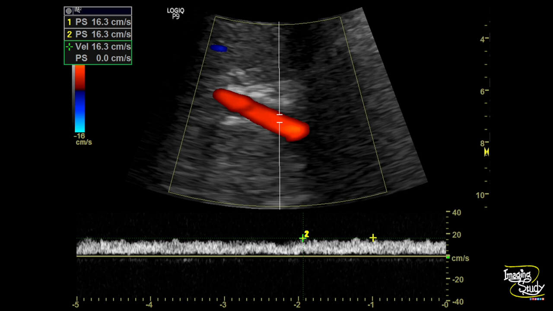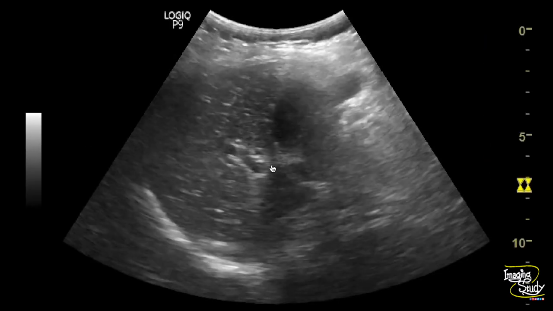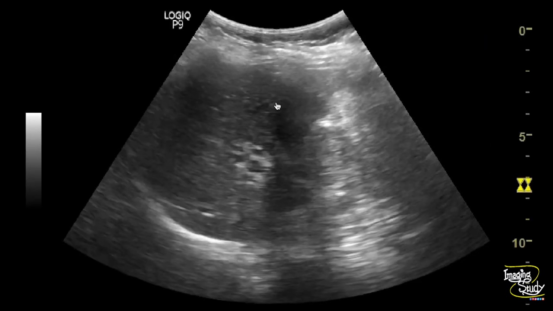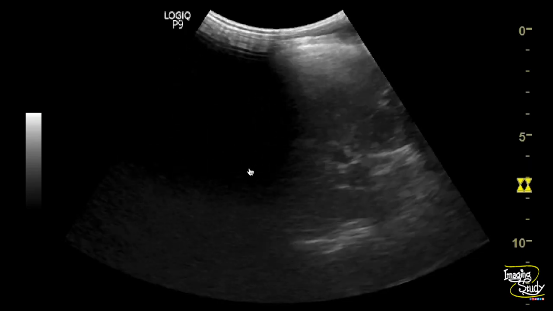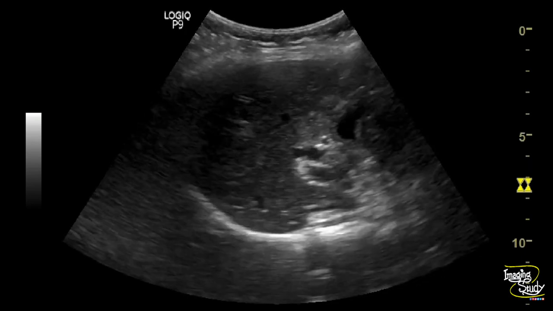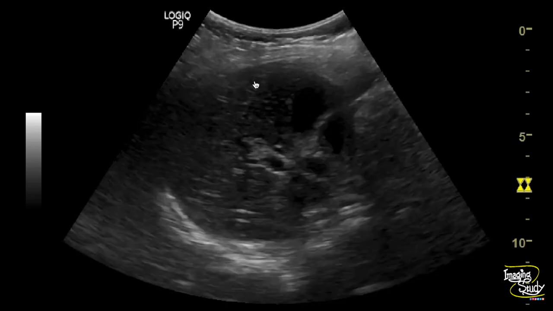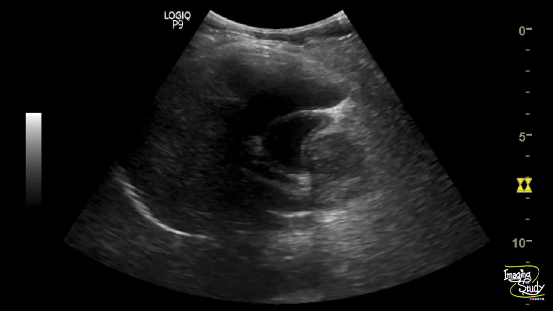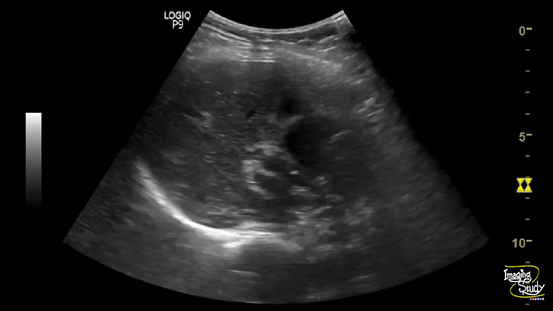Let's see this case on real time, and you can see the coarse hepatic parenchyma with a thickened gallbladder wall. The biliary tree is slightly dilated. There is no portal venous thrombosis. The overall hepatic echotexture is coarse. This patient had minimal amount of ascites, which is not well visualized here.